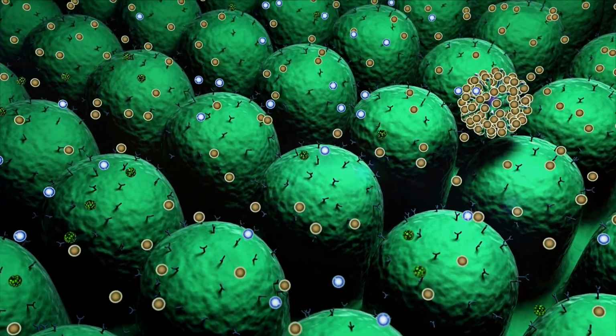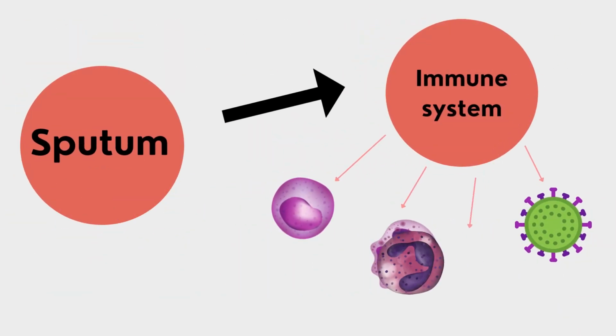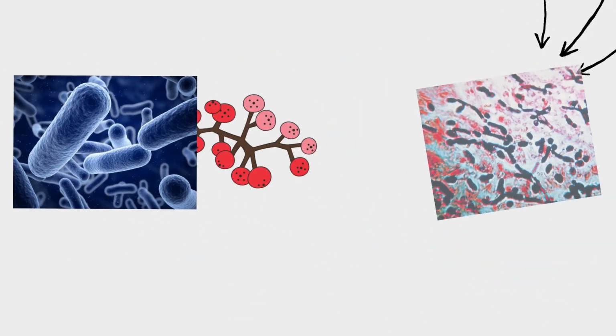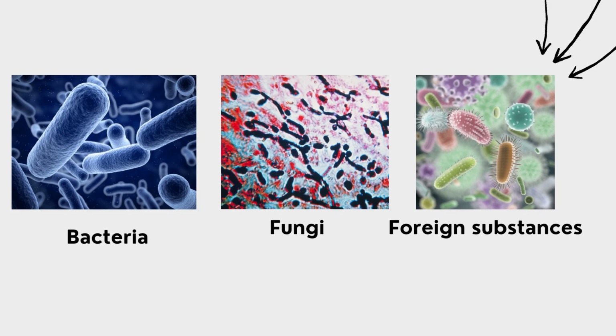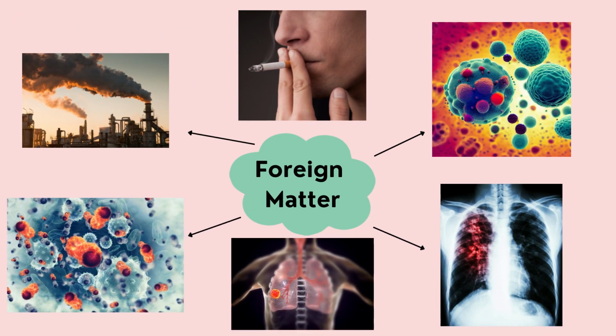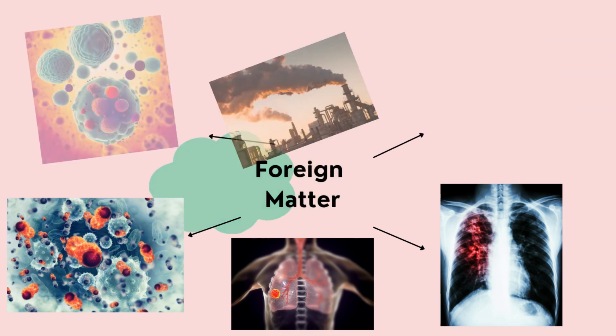Sputum contains cells from the immune system, which help fight the bacteria, fungi, or other foreign substances in your lungs or airways. The thickness of the sputum helps trap the foreign material. It may include foreign material from air pollution, smoking, as well as bacteria from infection, or blood due to cancer, airway damage, or pulmonary edema.